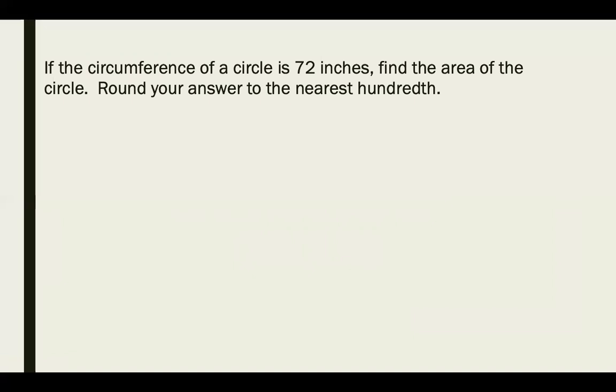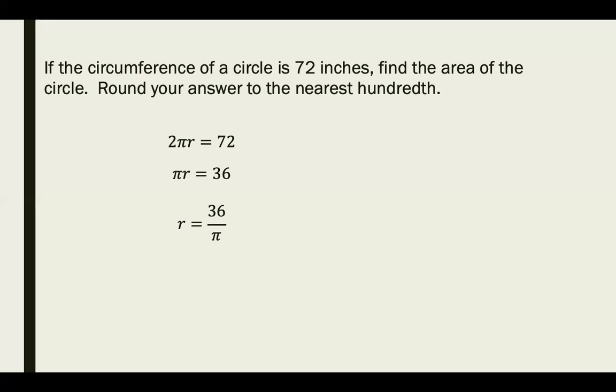So let's set 72 equal to 2 pi r. Well, why can we do this? Because that's what the circumference is equal to. Our formula for circumference is 2 pi r equals the circumference. So we've got 2 pi r equals 72, and we need to solve for the radius. We need to get r by itself. So let's divide both sides by 2. And then to get r by itself, we need to divide both sides by pi. So r is 36 divided by pi.